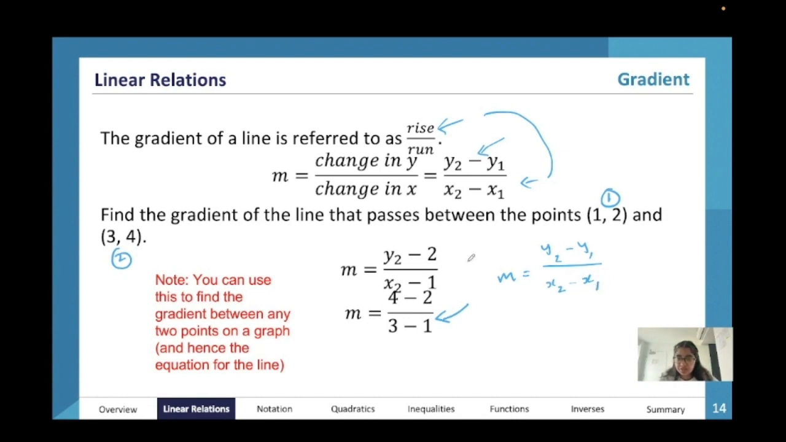So if there are 2 marks for this question, it might be a good idea to add this as well. So show the formula that you're getting the gradient for. And then gradient is 2 on 2, or gradient is 1. So here your gradient is 1.